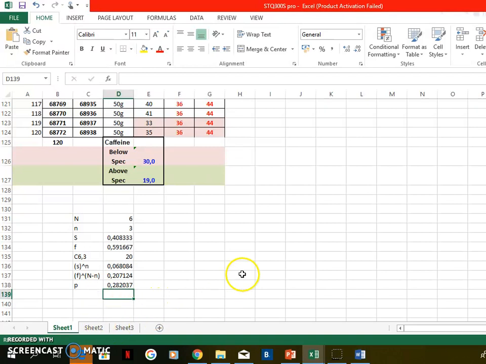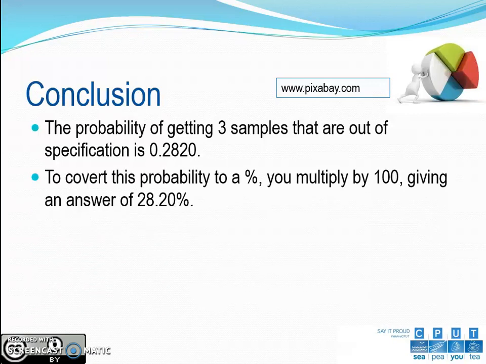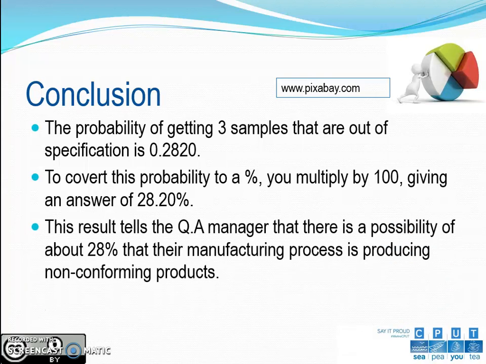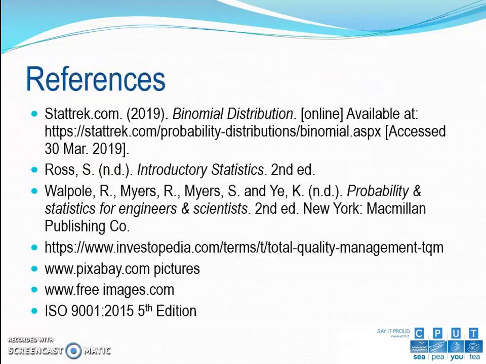Now let's go to our conclusion to see what this tells us. In conclusion, our probability in 4 decimal places is 0.2820. Multiplied by 100, this gives us 28.20%. This tells the manager that there's a 28% probability of getting non-conforming products, which needs measures to be put in place to address the deviation.